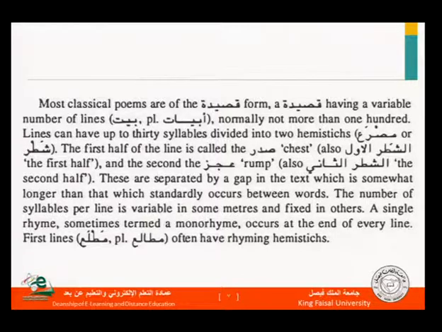The number of syllables per line is variable in some meters and fixed in others. A single rhyme, sometimes termed a monorhyme, occurs at the end of every line. Rhyme يعني القافية في القصيدة. دائما تكون في النهاية. First line بسموها مطلع القصيدة أو مطالع, often have rhyming hemistichs. Okay. So this is some sort of description of the Arabic poem image. You can see that like an image.